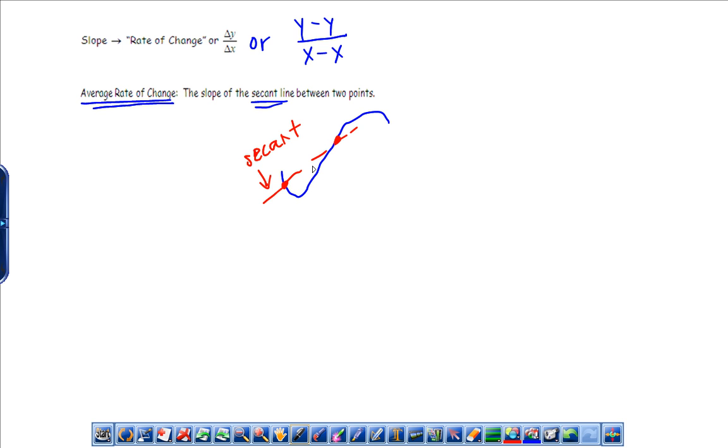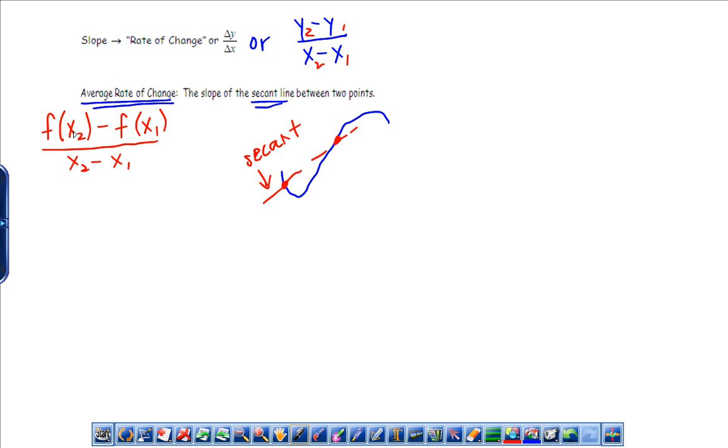So if you have your secant line and you want to find the average rate of change, it looks very similar to slope. That's why I gave you this formula here. It's going to look like this. It's going to be the f of your second x value minus f of your first x value over x2 minus x1. Your change in x is still on the bottom.